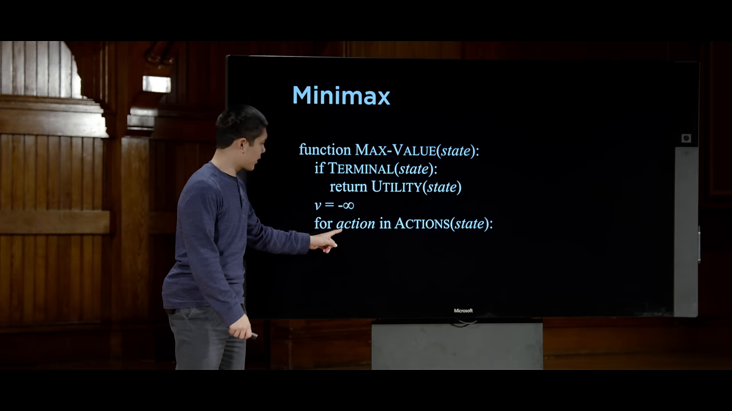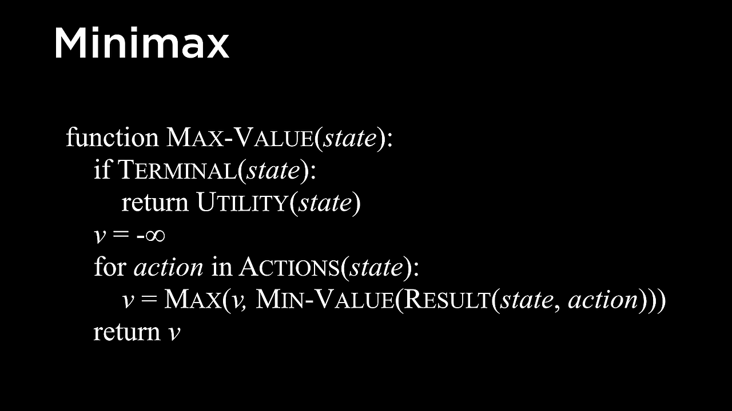So for each one of those actions, I want to compare it to v and say, all right, v is going to be equal to the maximum of v and this expression. So what is this expression? Well, first it is get the result of taking the action in the state, and then get the min value of that. In other words, let's say I want to find out from that state what is the best that the min player can do, because they're going to try and minimize the score. So whatever the resulting score is of the min value of that state, compare it to my current best value and just pick the maximum of those two, because I am trying to maximize the value.